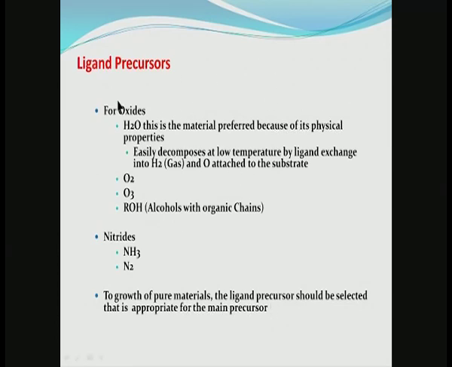So, ligand precursors, as I already said: H2O for oxides, it can be oxygen also. Sometimes it is advantageous to have ozone, because that gives oxygen radicals which can really speed up reactions. It can also be an alcohol, through which one can obtain the hydroxyl group, the OH group over here. For nitrides, the ligand precursor would be ammonia and nitrogen.